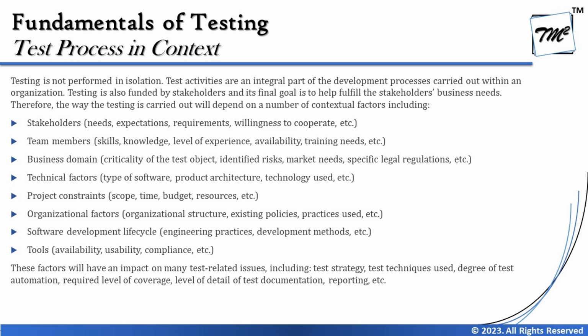So these factors will have an impact on many test-related issues, including the strategy, the technique used, the degree of test automation, required level of coverage, level of detail of documentation, reporting, etc. So put together, there are many such factors which determine what your test process will be all about and how this will help you to have the most efficient process to test your own product.